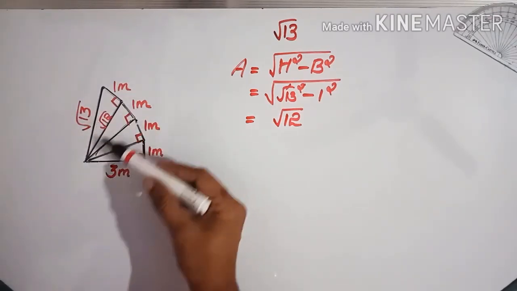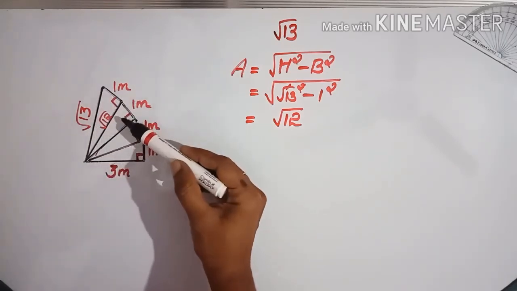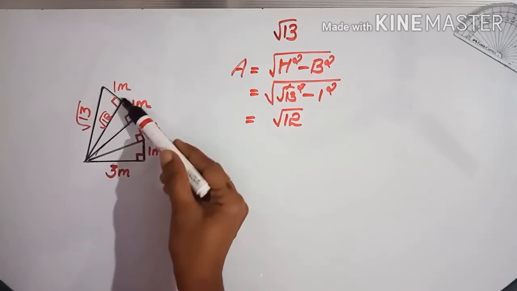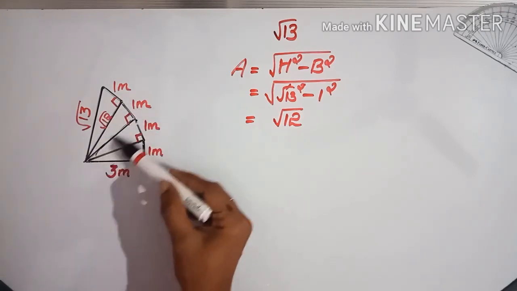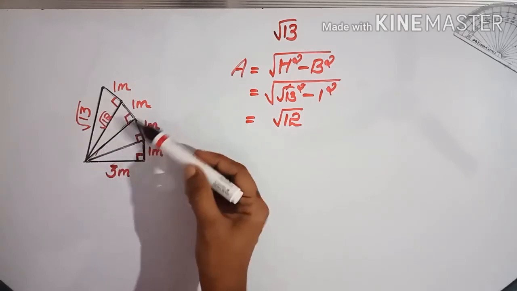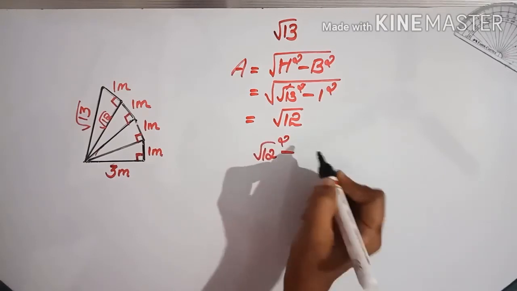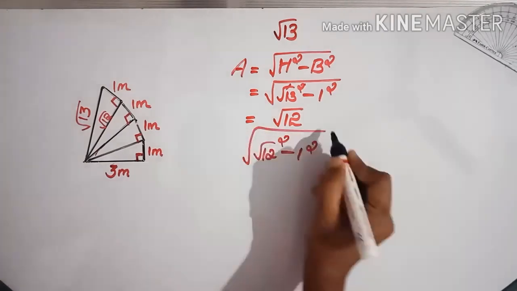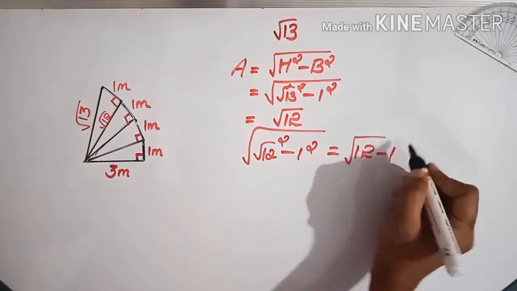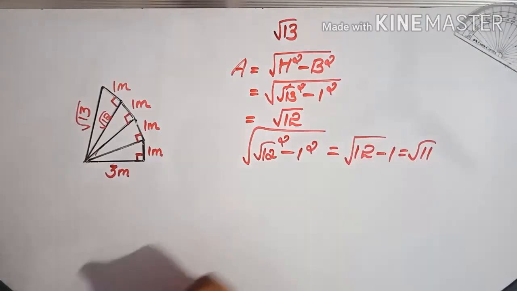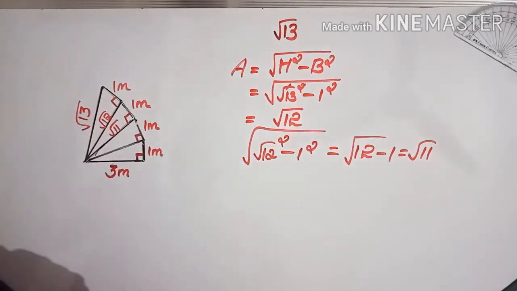Similarly, for the second right triangle, start from here. The hypotenuse will be root 12 and the base will be 1. Then what will be the altitude? Same method: root 12 square minus 1 square, that will be 12 minus 1. That is root 11 will be the answer. That means this portion will be root 11.